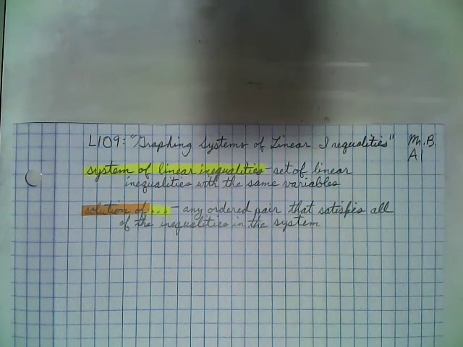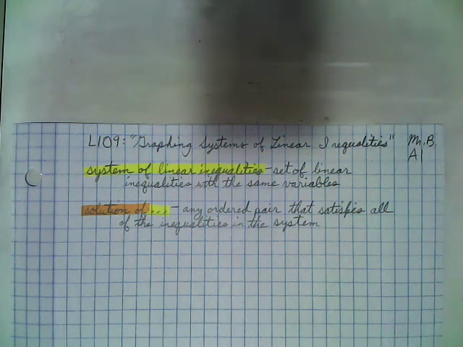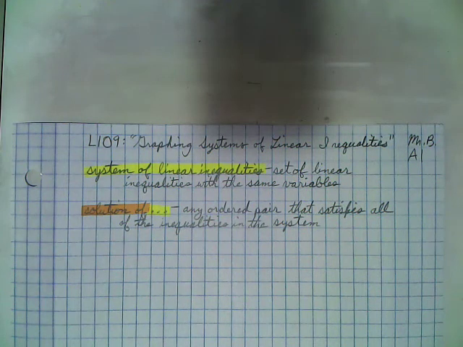In this case, though, we're going to have an ordered pair. There's going to be an x value and a y value. And so they have to make all of the inequalities in the system true. But other than that, it's the same exact idea as what we've been doing.